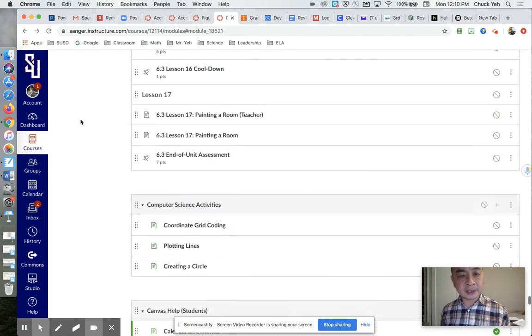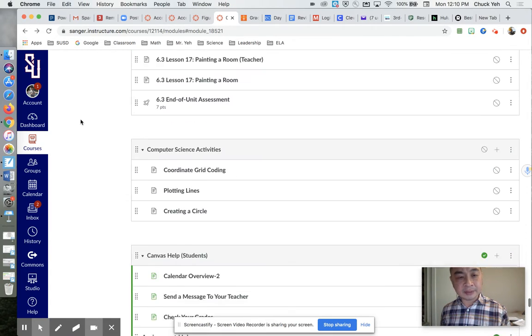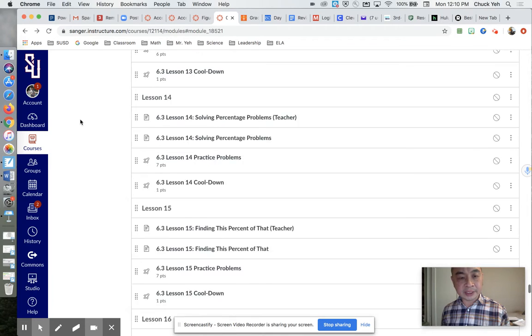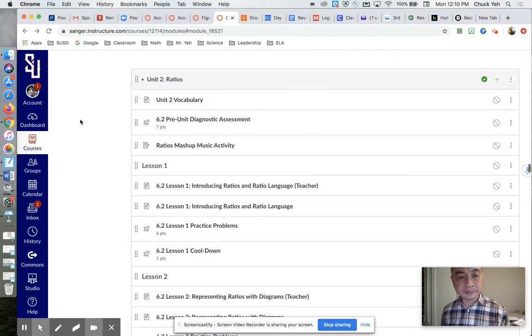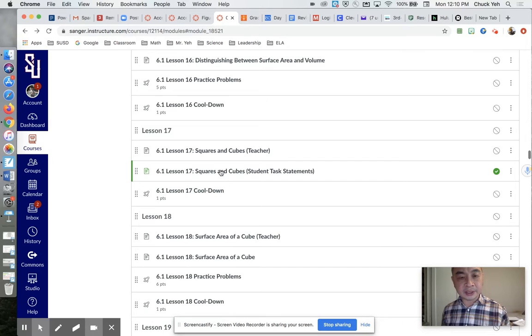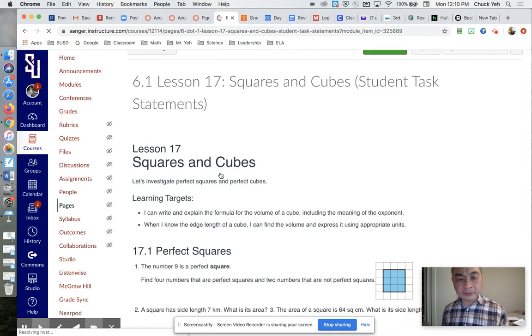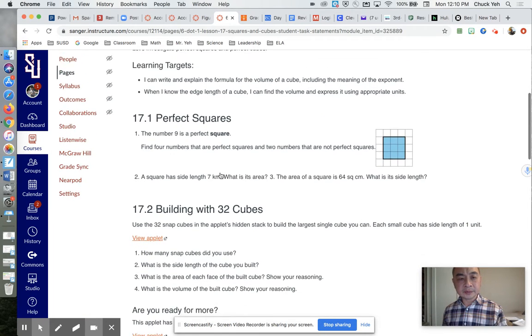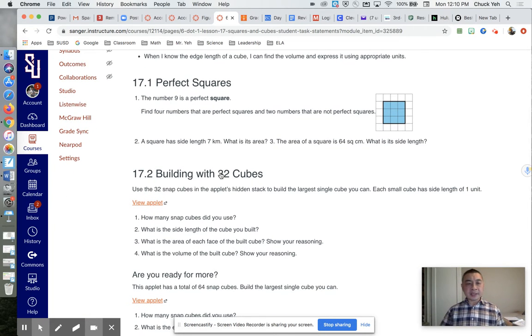lesson 17, student task statement. Let me find that really quick. Lesson 17, student task statement. And we wrote this in our notebook underneath the vocabulary. The number 9 is a perfect square because 3 times 3 is 9, because you multiply 3 times itself.